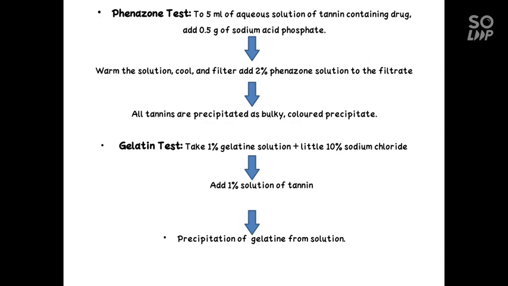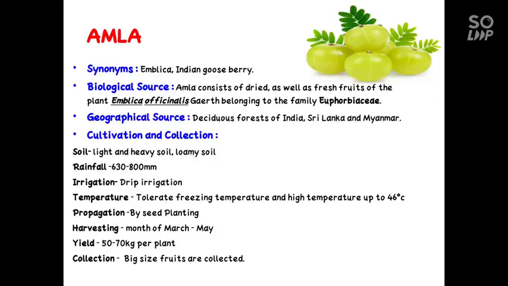Third is the gelatin test. Take 1% gelatin solution plus a little 10% sodium chloride. Then add 1% solution of tannins. The precipitation of gelatin from solution occurs. Now let's start with the hydrolyzable tannins.